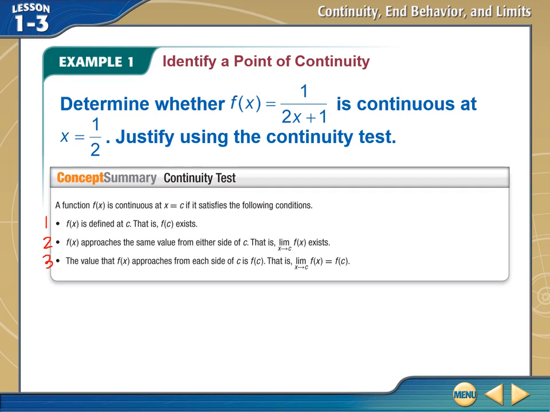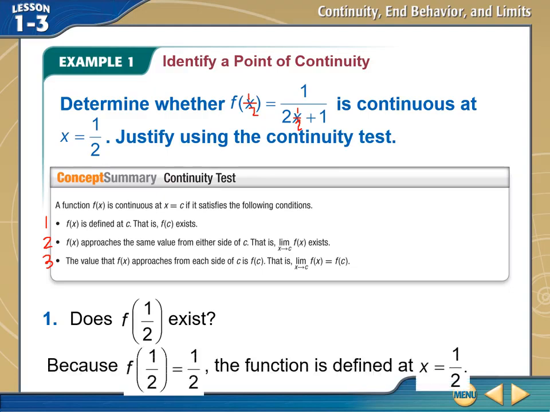So the first step over here, what do you think I need to find, if it's defined or not at c? And my c here is a half. So basically, I think I need to find f of half, right? So what will I do? I will substitute a half in every x in the function. So what is 2 times a half? It's 1. 1 plus 1 is 2. So f of half is equal to a half. Well, that's by chance. Does f of half exist? Yes, it exists because f of half is equal to a half.